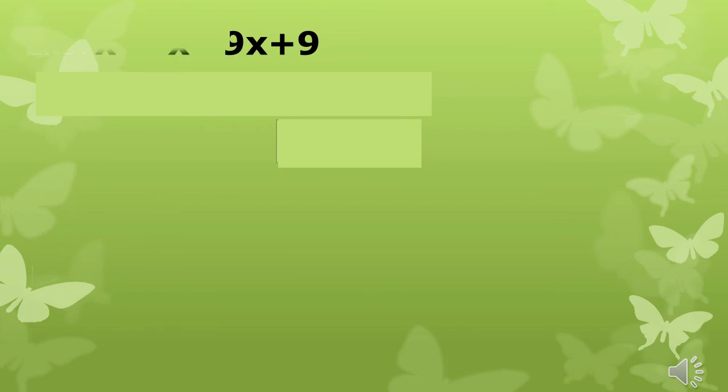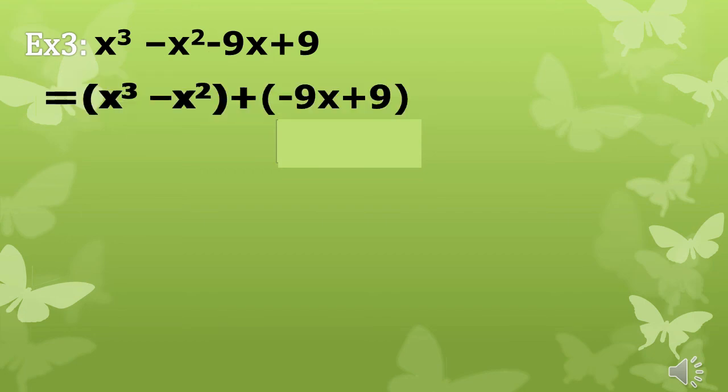In the following expression, the first two terms have a common factor which is x squared. However, the third term has the negative sign. So you have to put it inside of the bracket and put a plus sign between the two binomials. So the first binomial will be x cubed minus x squared, and it has a common factor as we said, which is x squared. By dividing each term, you will get x squared multiplied by x minus 1.